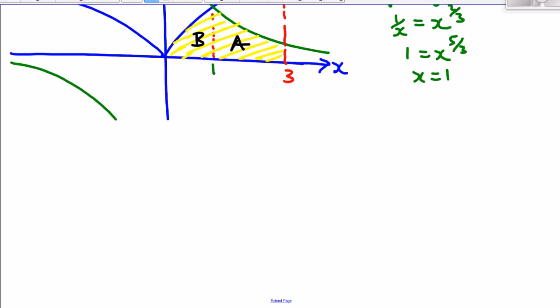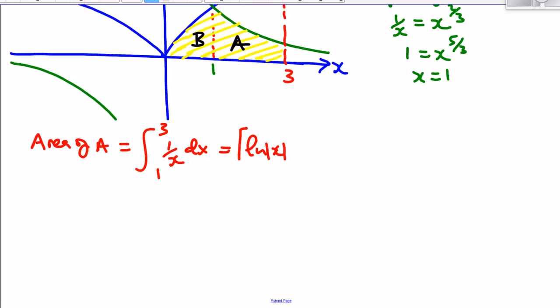So area of A, start with A. So the area of A will be the integral from 1 to 3 of 1 over x dx, which will be ln absolute value of x from 1 to 3, which is ln 3 minus ln 1, which is just ln 3.